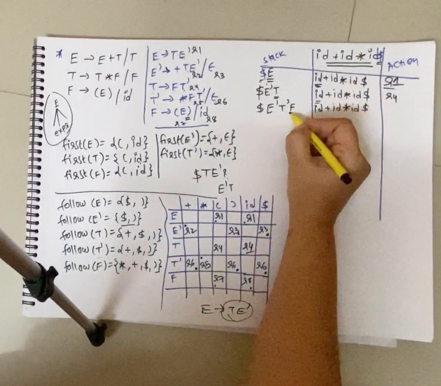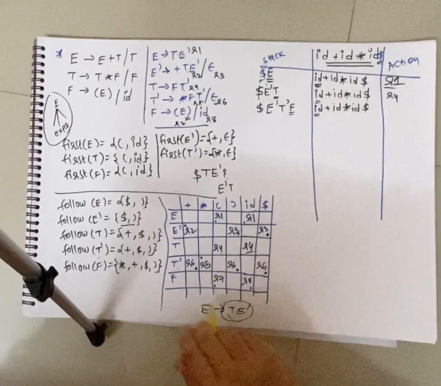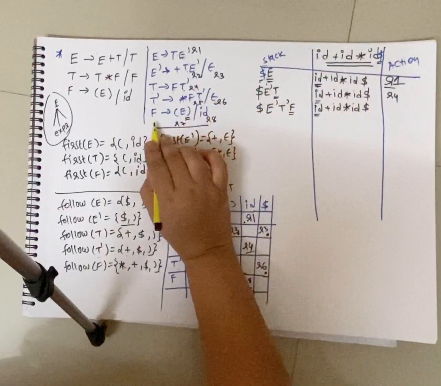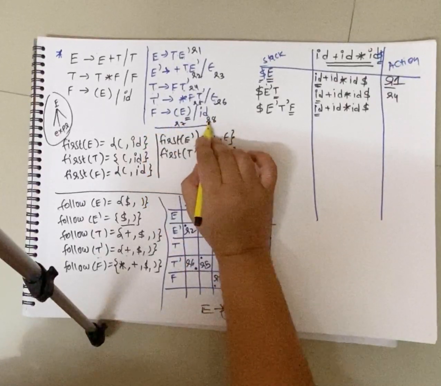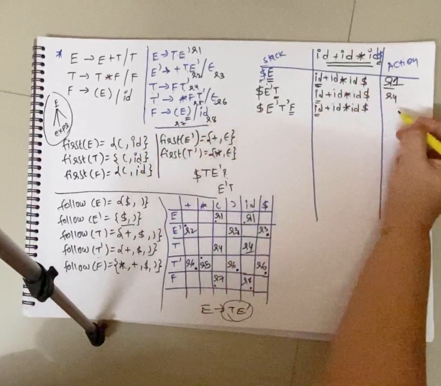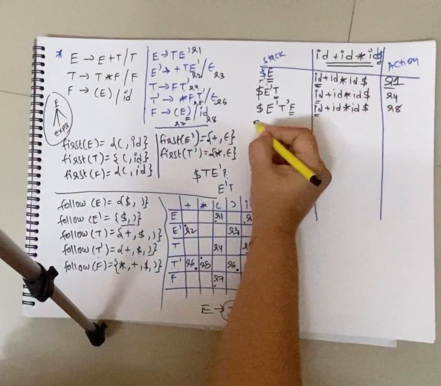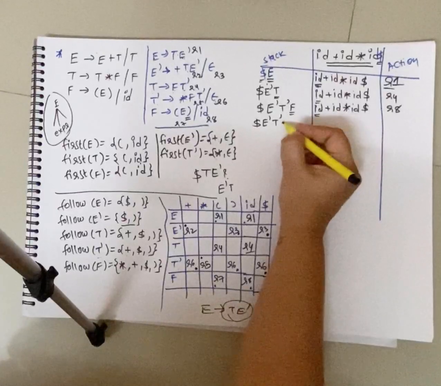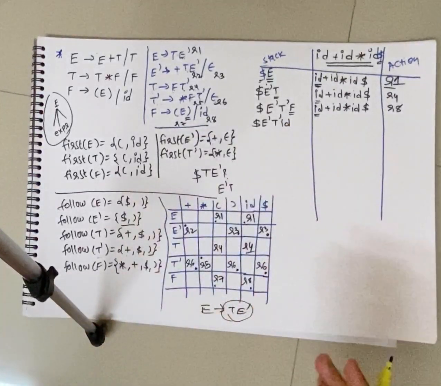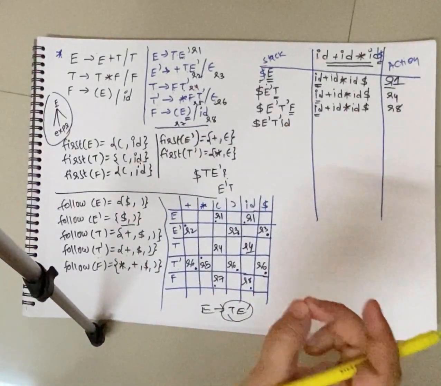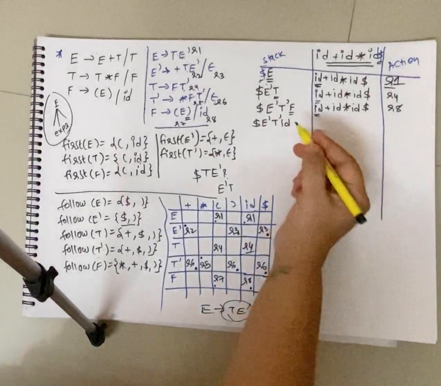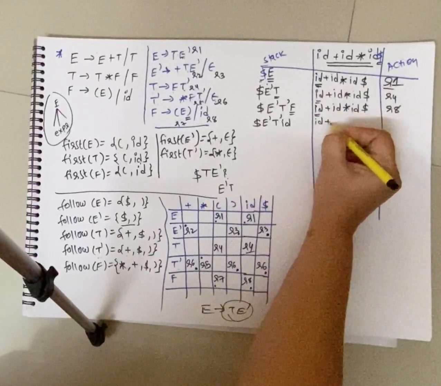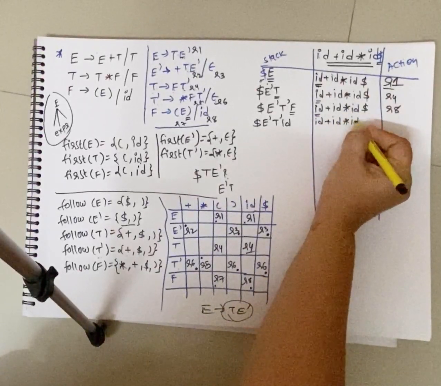Now what is current top of the stack? F. What is current input symbol? ID. So we observe F and ID, that is R8. What is R8? R8 is F derives ID, means F should be popped, ID should be pushed. So E dash and T dash will be as they are. F will be popped and ID will be pushed. Now don't push it like DI. ID is an atomic symbol, so it won't be reversed. It will remain ID only. The expression is ID plus ID multiplied with ID dollar.